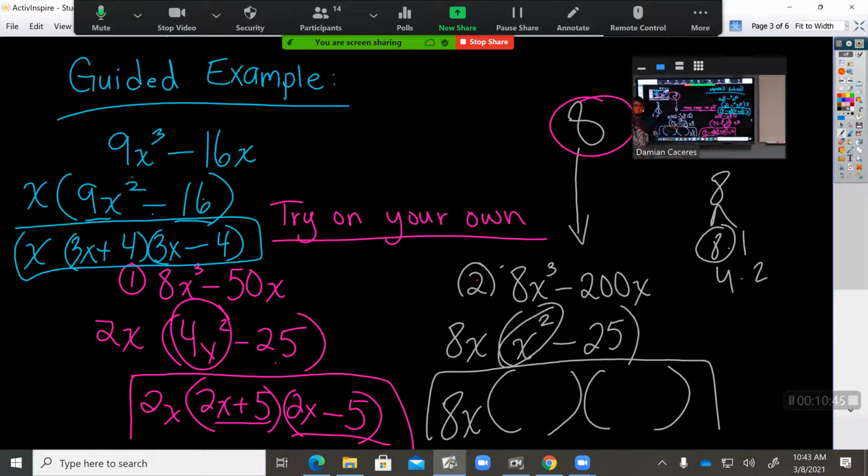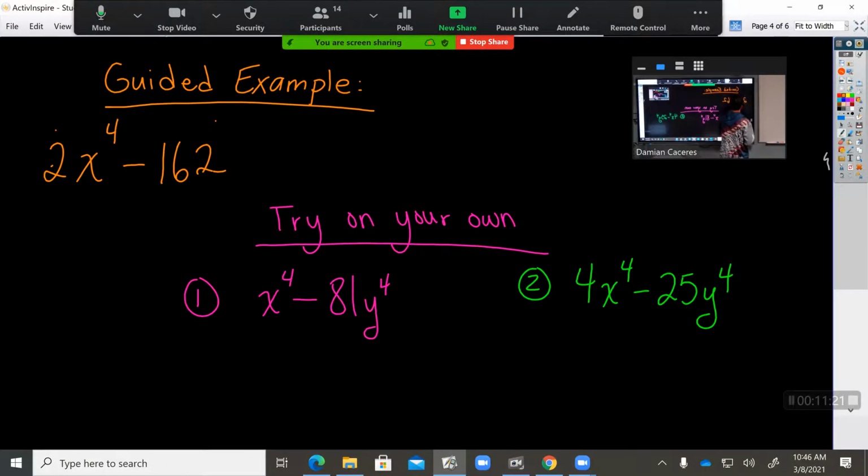X to the second power is x times x. So you put an x on both sides. 25 is 5 times 5. So you put a 5 on both sides. And the signs have to be different. It's pretty simple, guys. No work really required. All you have to do is factor. Copy it down, and then we'll do the last two examples.